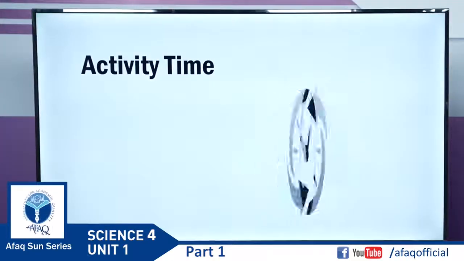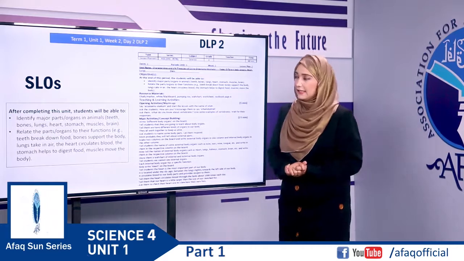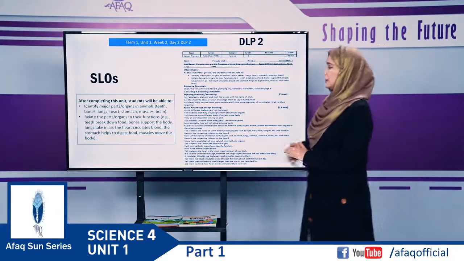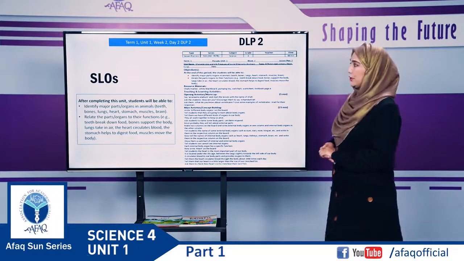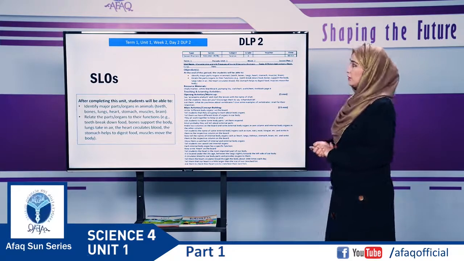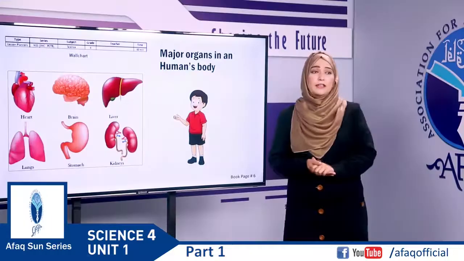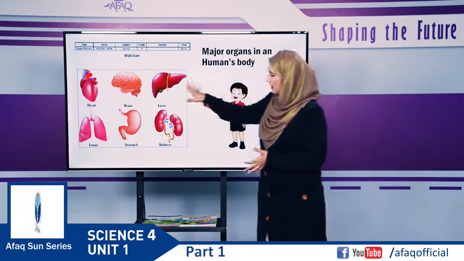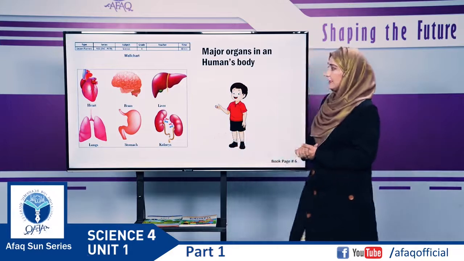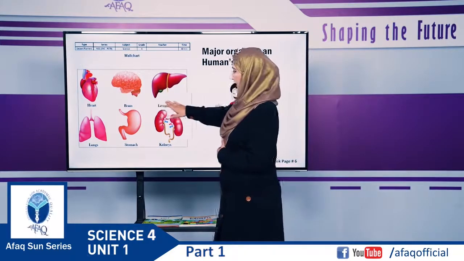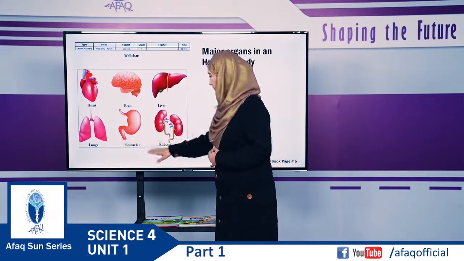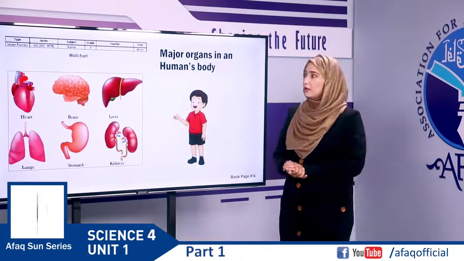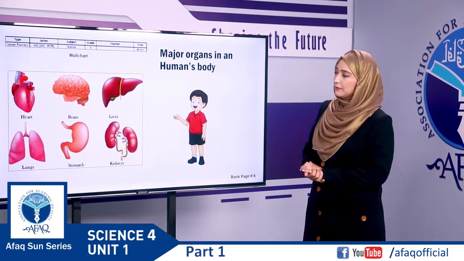It's activity time. Now, in this lesson plan, we are going to cover two SLOs. The complete methodology for these SLOs is given in DLP 2 of day 2, week 2, unit 1, term 1. Here, you can see a wall chart. This wall chart represents different organs of the human body. You can see heart, brain, liver, lungs, stomach and kidneys of a human body. So we are going to learn about the different organs of an animal's body.